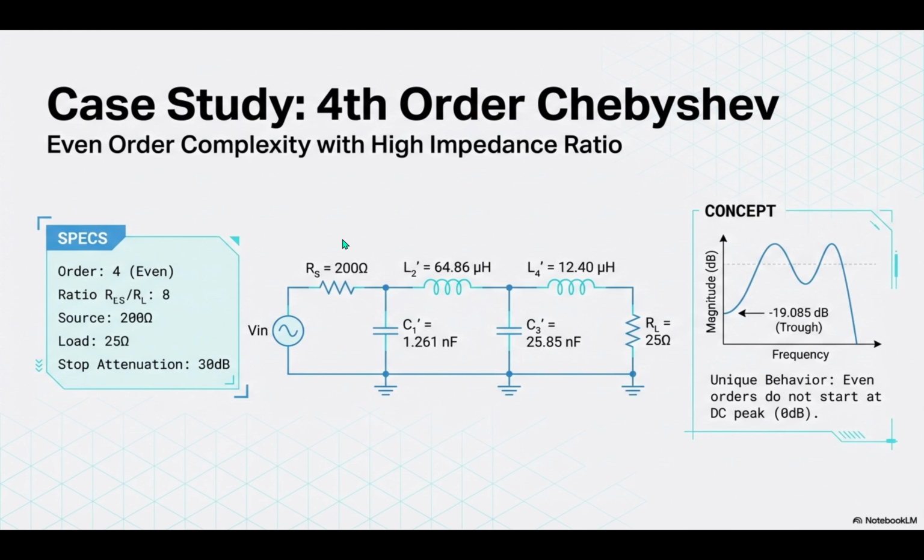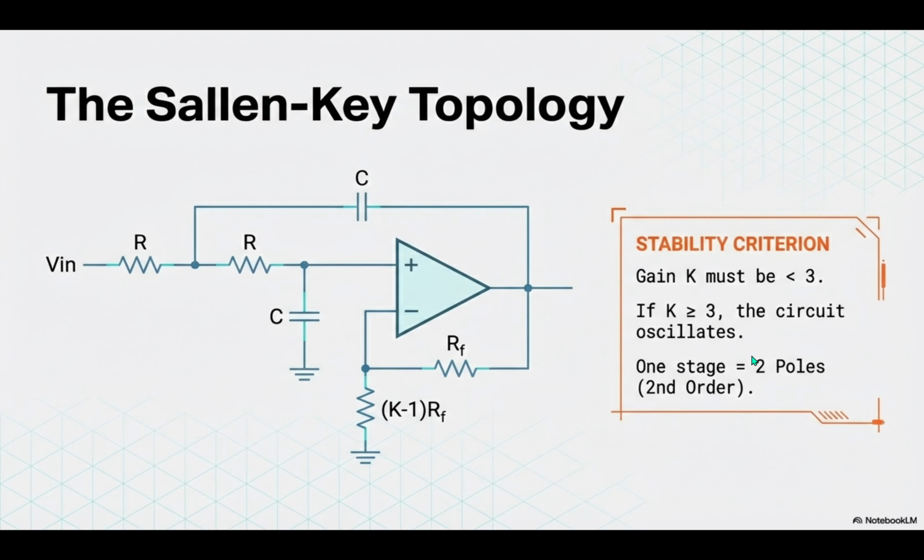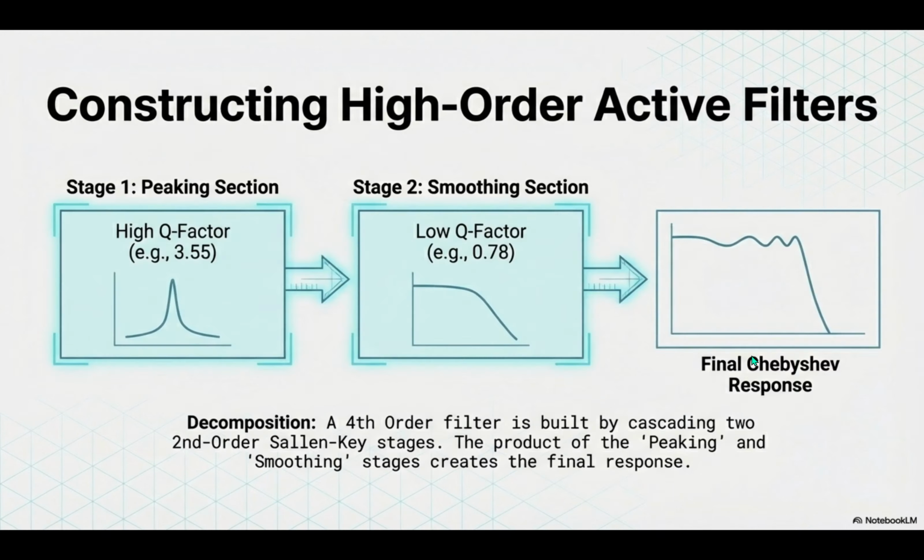But this part fascinated me. The stages aren't identical. They have different personalities. Yes, this is the peaking and smoothing concept. To get that sharp Chebyshev corner, one stage has to be the aggressive one. It has a high Q factor, maybe 3.5. And it actually boosts the signal right before the cutoff. It creates a spike. It creates a spike, and you'd think, that's not what I want, but that's why the second stage is the lazy one.